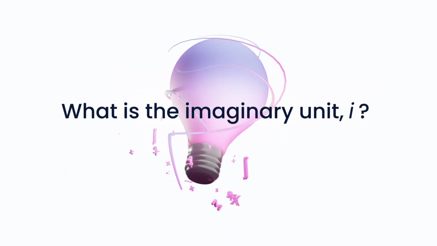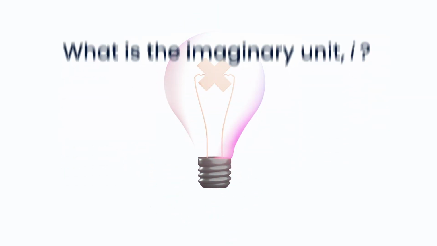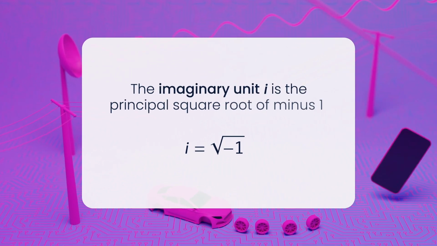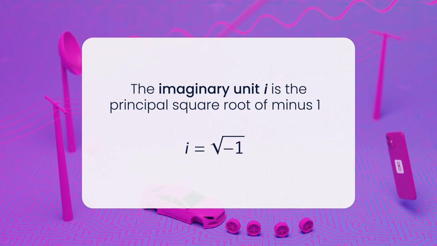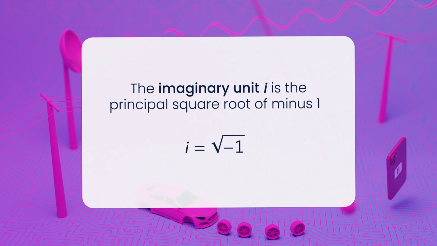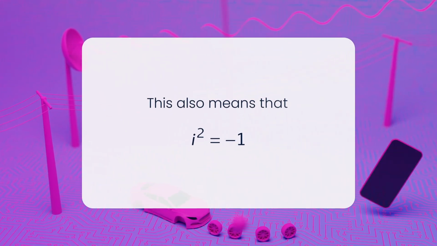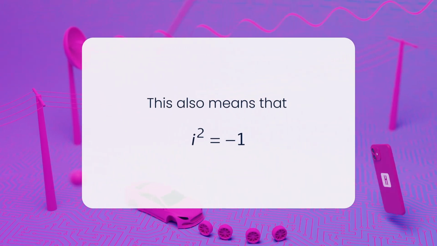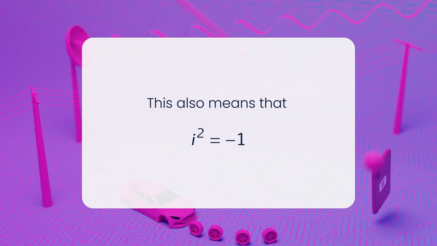What is the imaginary unit i? The imaginary unit i is the principal square root of -1. This also means that i squared equals -1. So, why is this important to know?